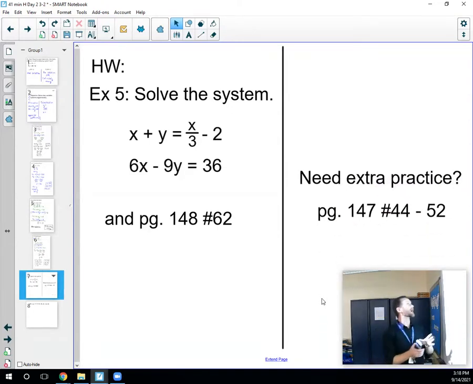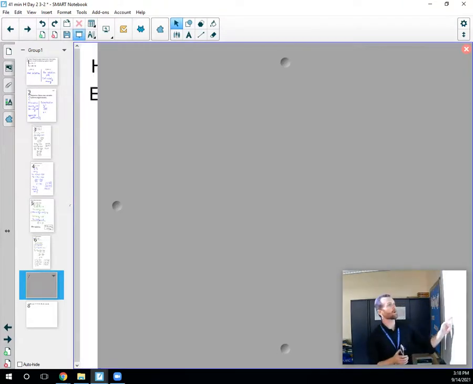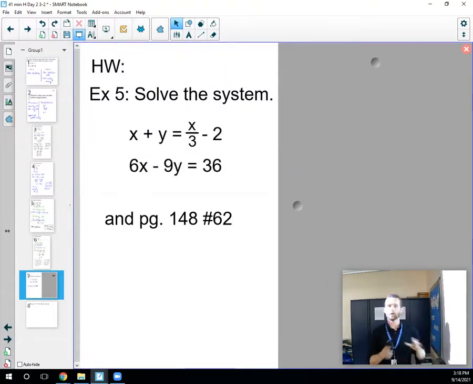So the homework is on the left side. So here I'm going to cover the right side, so you're only looking at the homework right now. I don't want anyone to be confused. The homework is I want you to try example 5 on your own. Hopefully you have some time to at least start that right now in class. And also I want you to do page 148, number 62. So you have 2 problems for homework tonight. Example 5, which is to solve the system right there, x plus y, blah, blah, blah. And do page 148, number 62.